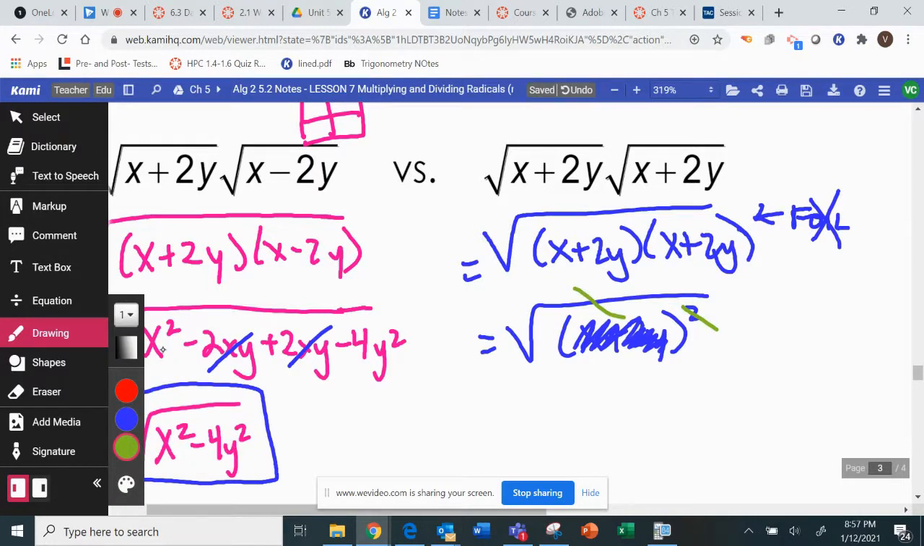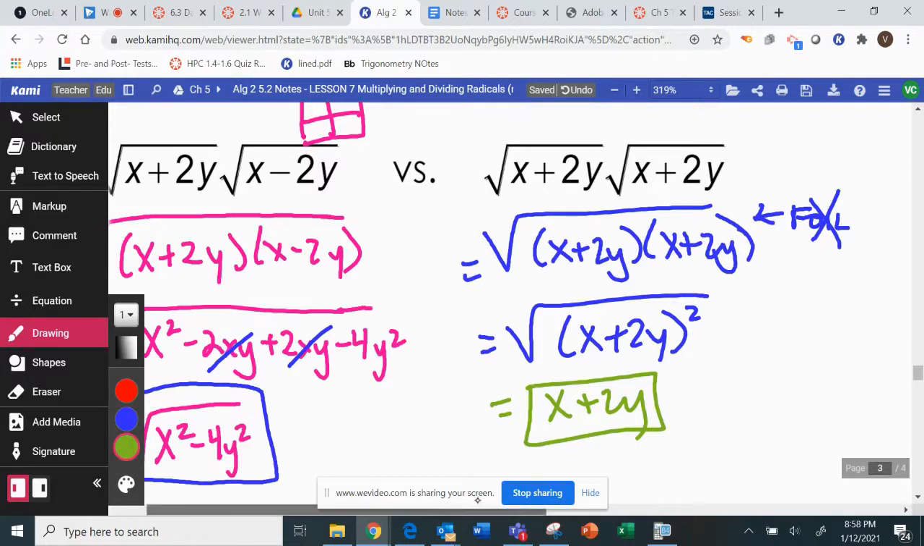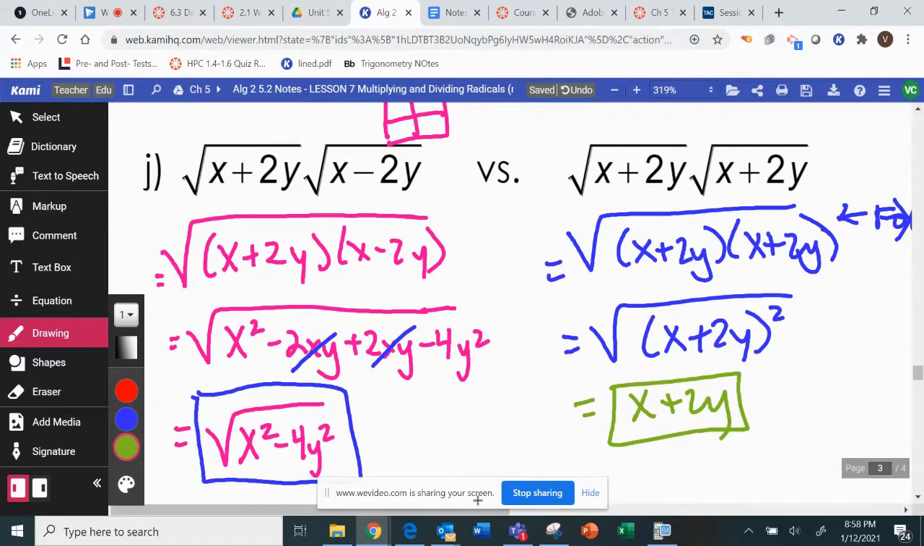So now let me bring back what I had there. Because they undo each other, we get x plus 2y for our answer. So you can see I was allowed to do it when the entire parenthesis was squared, but when it's individual pieces around a plus or minus sign, you can't square root.